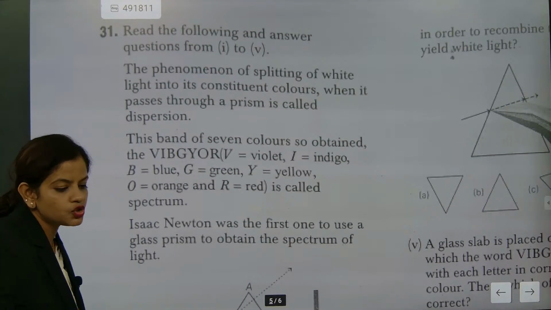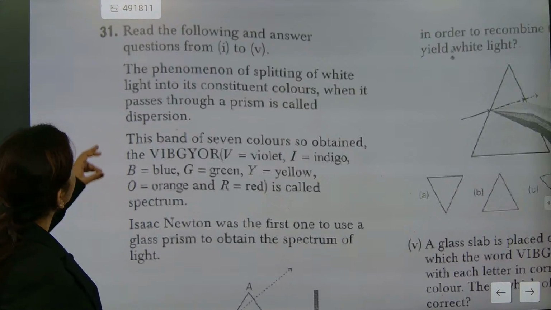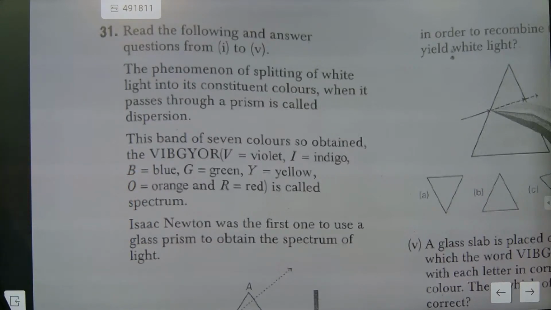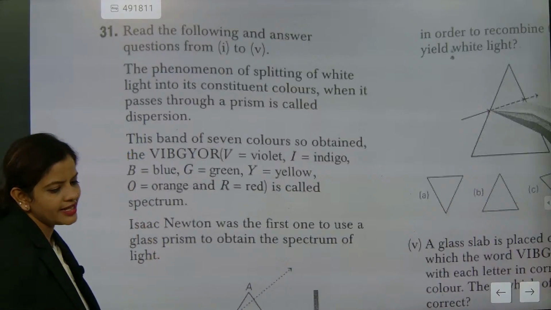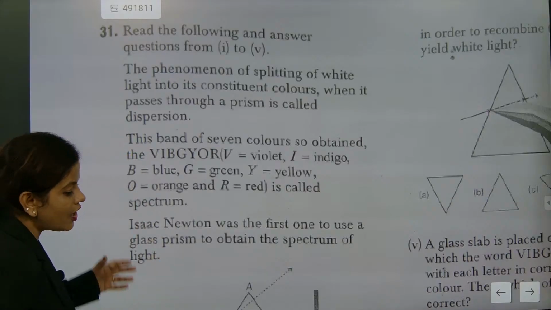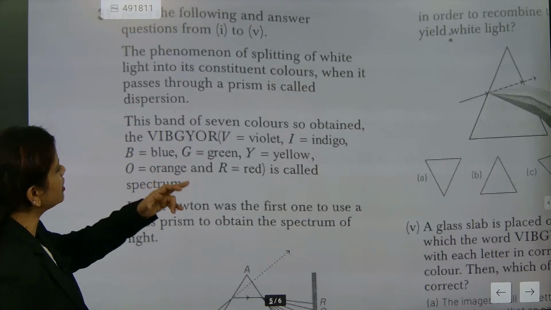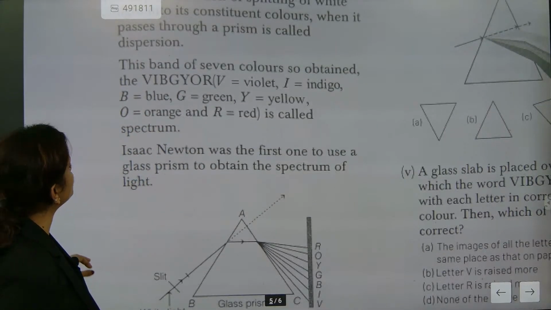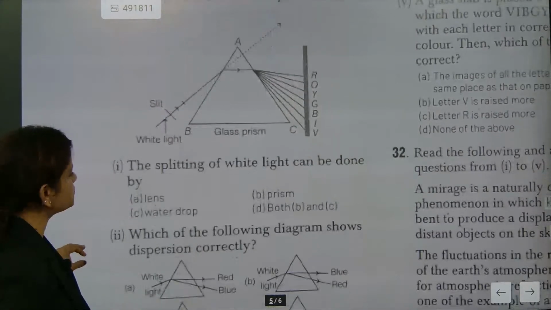Isaac Newton has told about this one: the phenomenon of splitting of white light into its constituent colors when it passes through a prism is called dispersion. Understood? After dispersion, the band of 7 colors so obtained is visible. This is called the spectrum. Isaac Newton was the first who used a glass prism to obtain the spectrum.